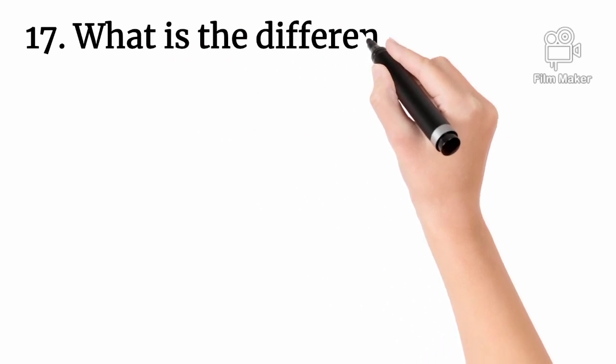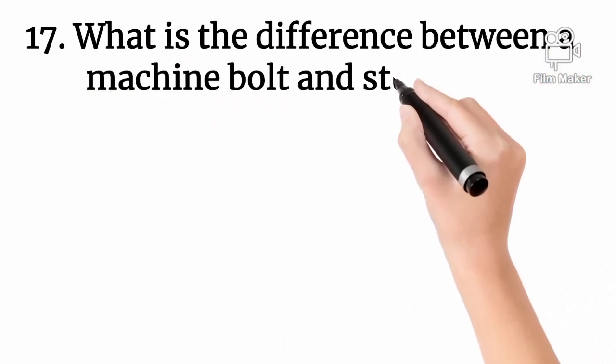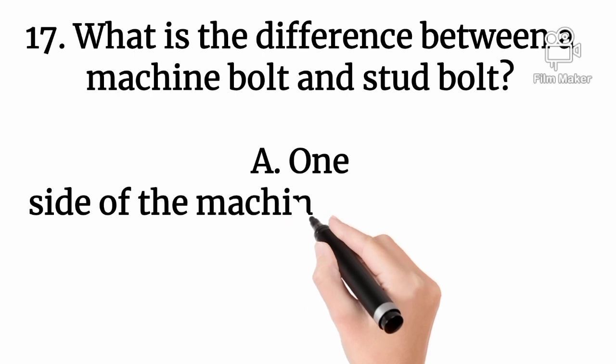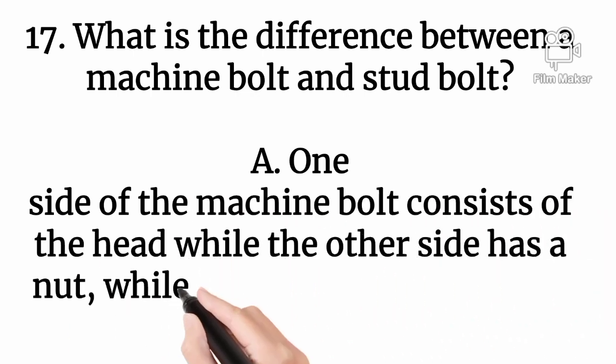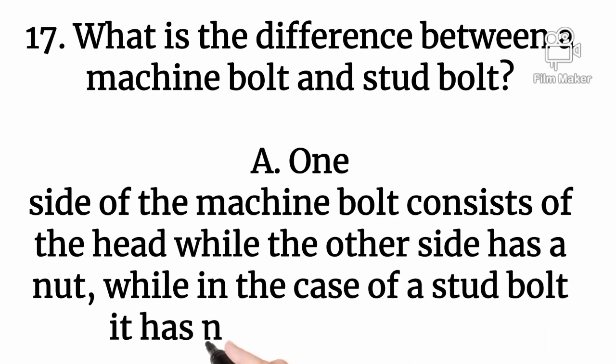17. What is the difference between a machine bolt and stud bolt? A. One side of the machine bolt consists of the head while the other side has a nut, while in the case of a stud bolt it has nuts on both sides.